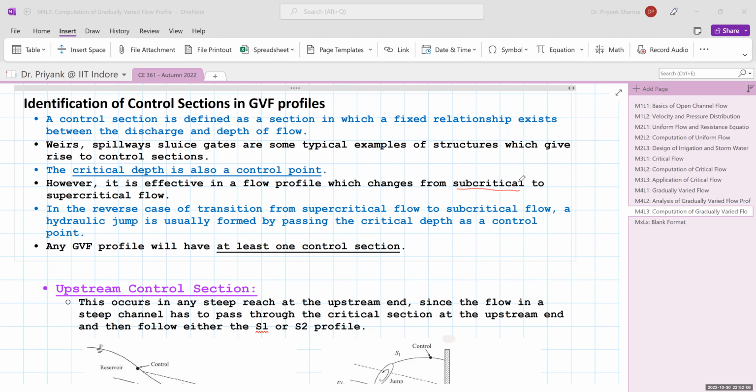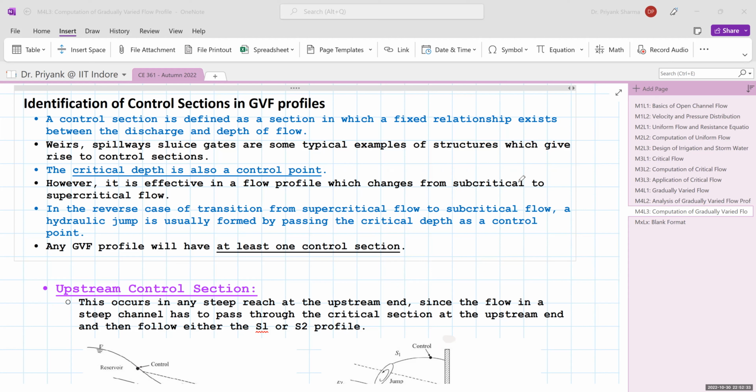So the critical point will come in both cases, when it is from subcritical to supercritical and supercritical to subcritical. But in the reverse case, where it is from supercritical to subcritical, we have a hydraulic jump. So that hydraulic jump passes the critical depth. That is why the control point at a critical depth in a hydraulic jump is not very efficient, but in the other case around, it is very efficient.